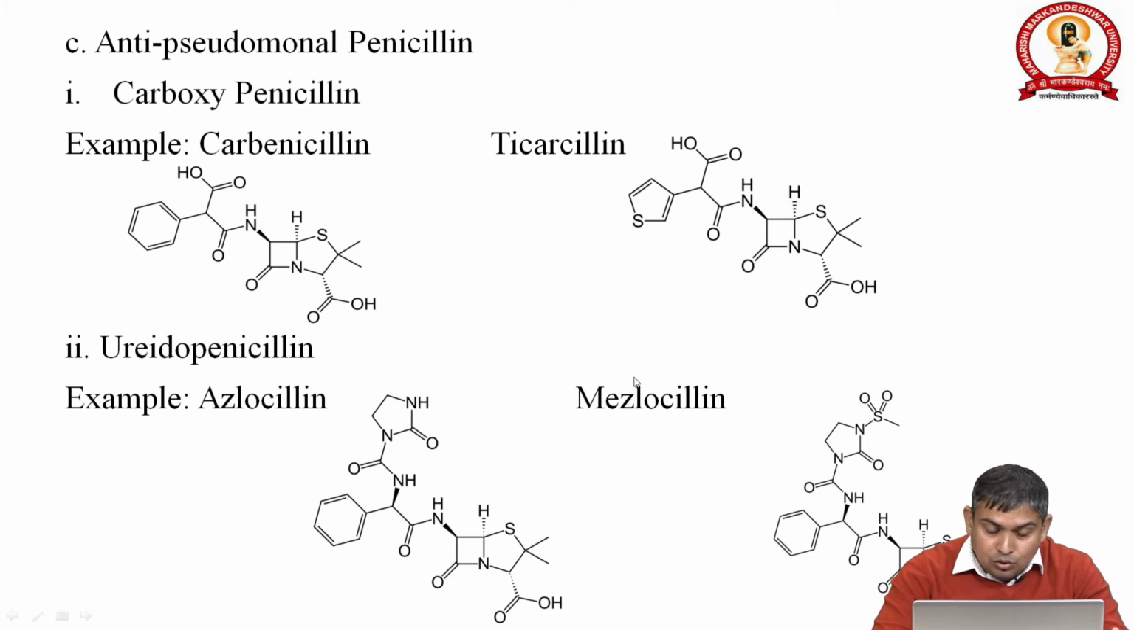Next is ureidopenicillin. Ureidopenicillin is characterized by the presence of the ureido group, that is NHCONH2, and the examples of ureidopenicillin are azlocillin and mezlocillin. Azlocillin is characterized by a substituted amino group with this particular ureido heterocyclic system, and mezlocillin is again characterized by a substituted amine group with this ureido heterocyclic system having a sulfur dioxide group.